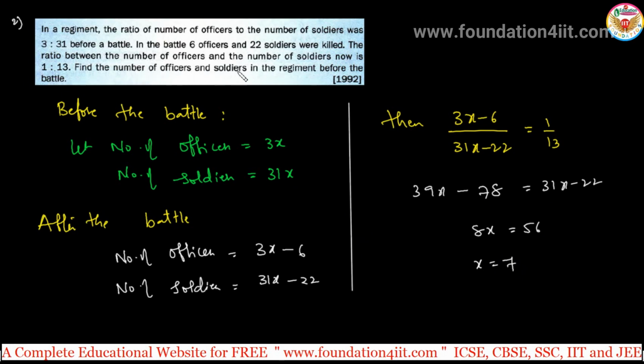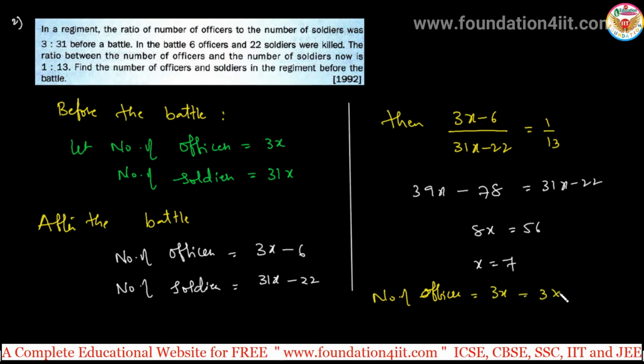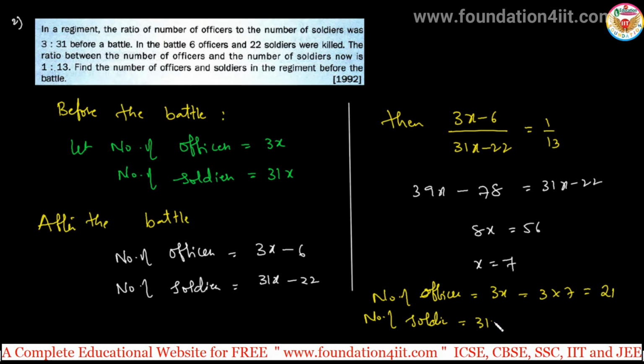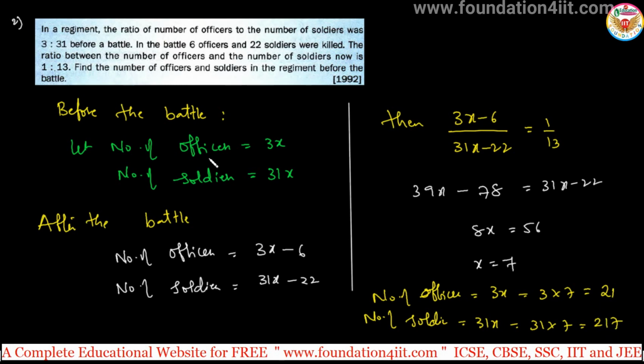They are asking for the number of officers and soldiers in the regiment before the battle. So therefore the number of officers is 3x, so 3 into 7, so 21. Then the number of soldiers is 31x, 31 into 7, so 217. These are the values. According to the statement, you can make the steps clearly. Then whatever ratio is given, you can equate it. Then by cross multiplication, you can find this. Right?